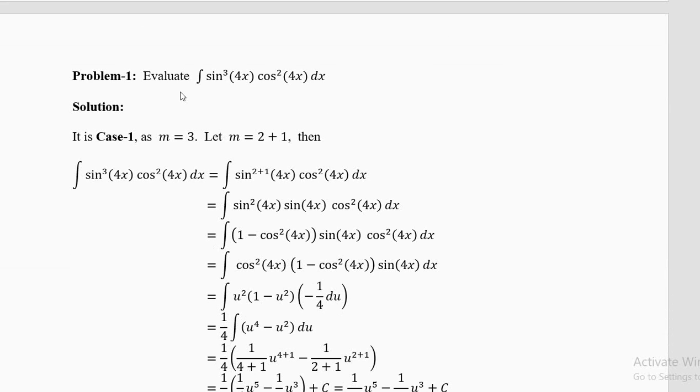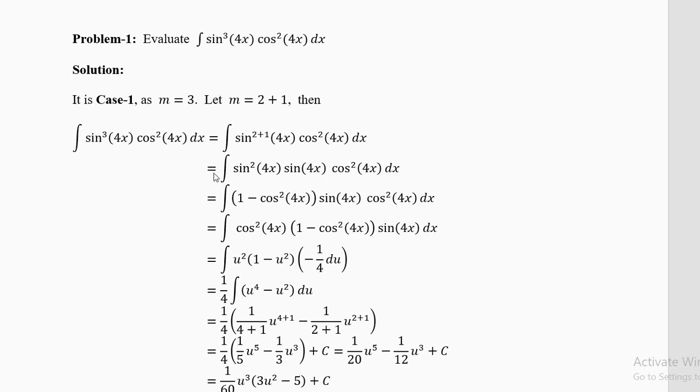Like problem 1, evaluate the integral of sine cube 4x into cos square 4x dx. See, the argument is same in both, so we have to follow the method we have. Now this sine cube can be written as sine square into sine. Cos square, leave it as it is. Convert this sine square into 1 minus cos square. So what do you have? You have 1 minus cos square here and cos square. Derivative of cosine is minus sine with the number which is 4 in this case.